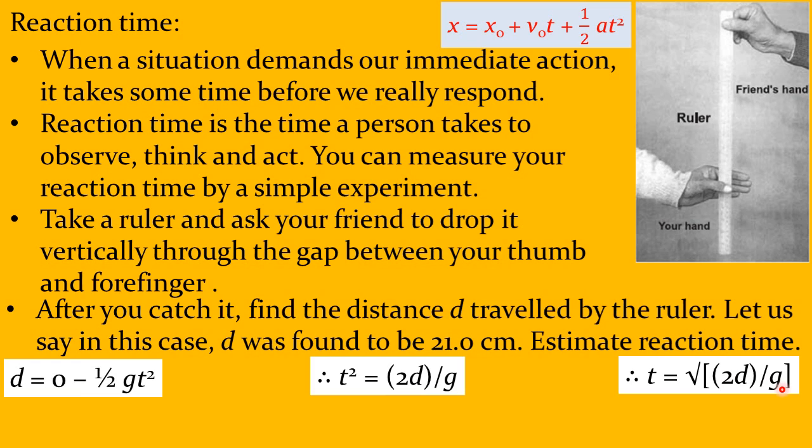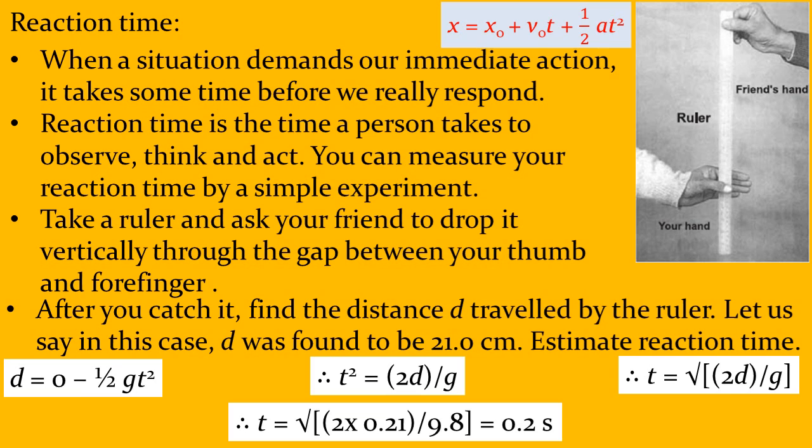Now I know g, 9.8 meters per second square. I know the distance, 21 centimeters. Now remember what I'm telling you. All the units must be matching with each other. The gravitational acceleration is in meters per second square, and the distance you have measured is in centimeters. So when you calculate, you must convert everything to meters.